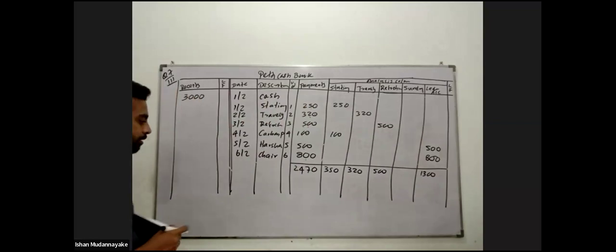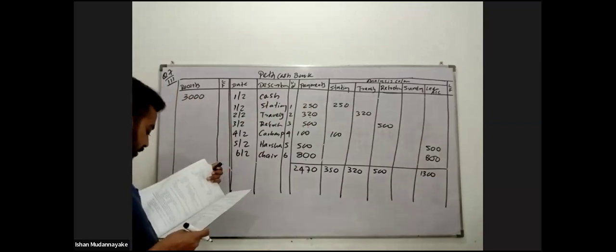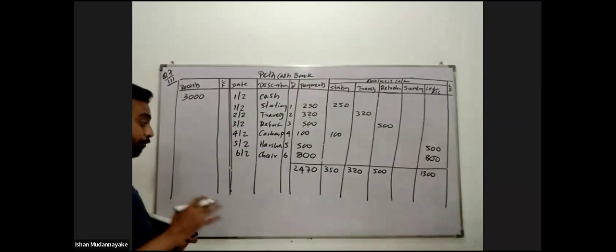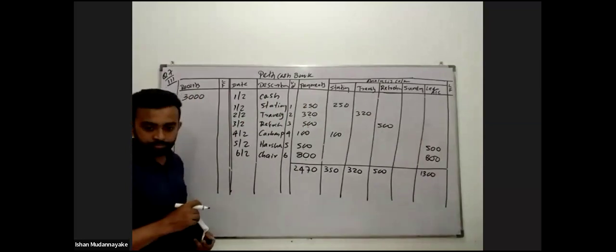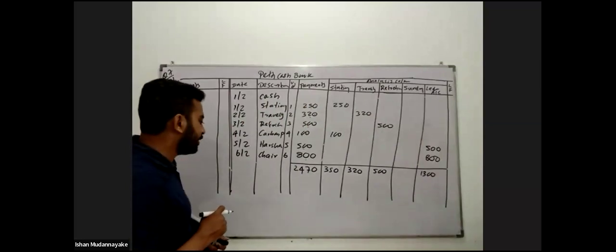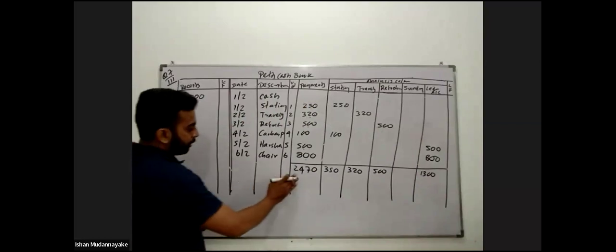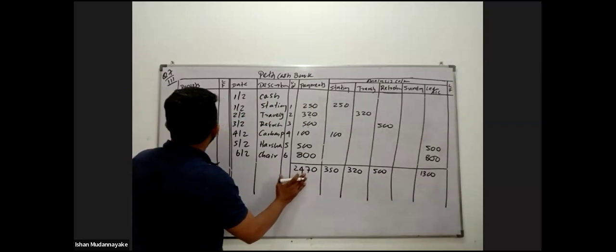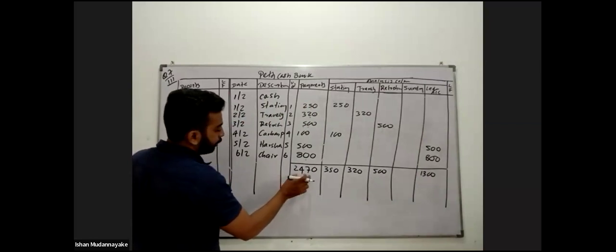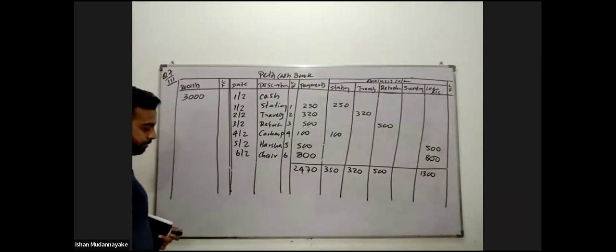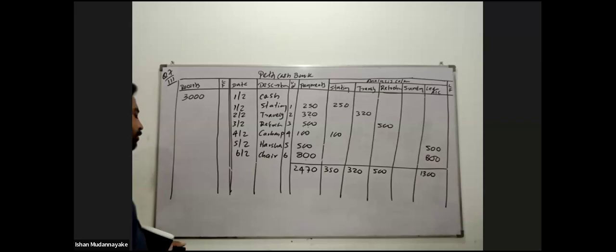Here in this question, expenses are reimbursed before the end of the month by the main cashier. Then the total expenses are 2,470.